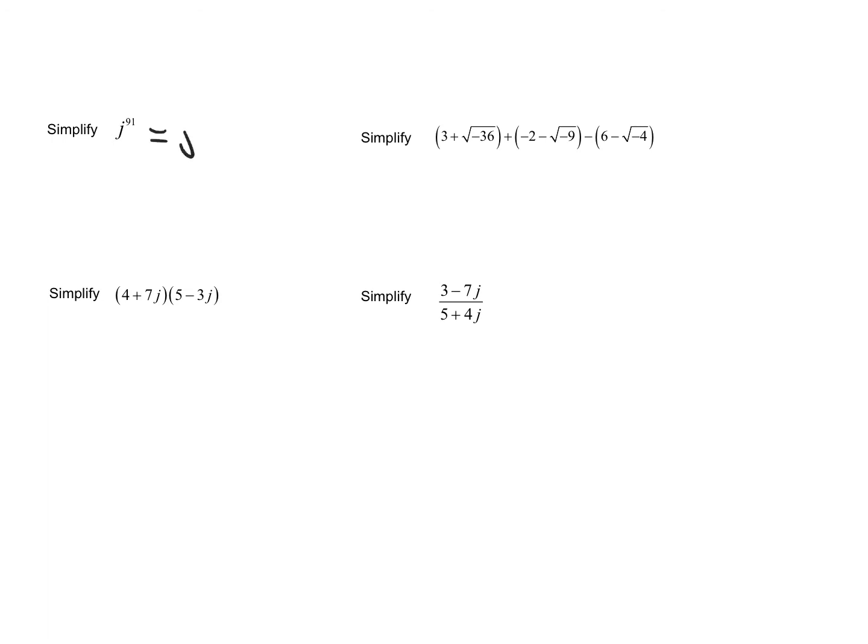I always break it up into two pieces. So here we have j to the 88 and j cubed. The reason for the 88 is that this is a multiple of 4. Any multiple of 4 will be just 1. Then you have j cubed, which is going to be negative j. Or you could take it a step further, go j squared times j. J squared is negative 1, and then negative j. So our final answer is just negative j.